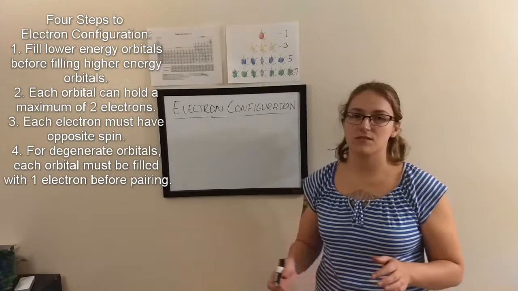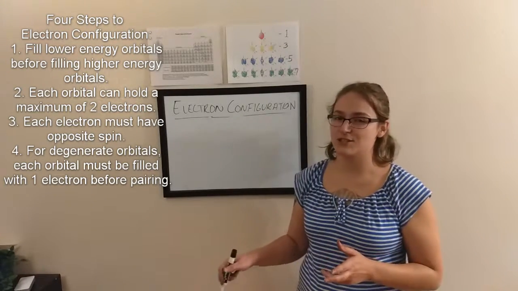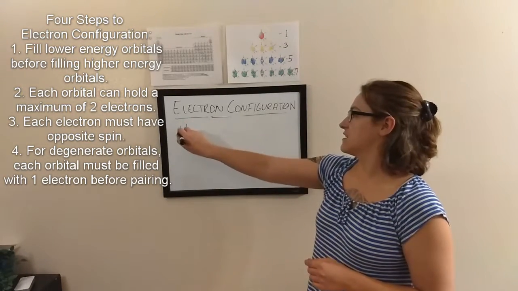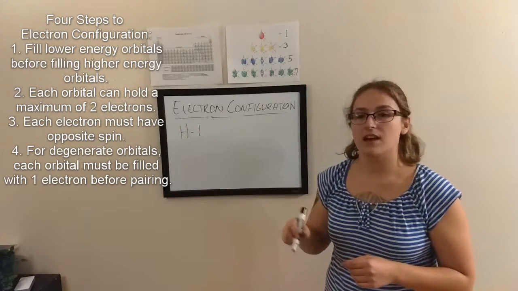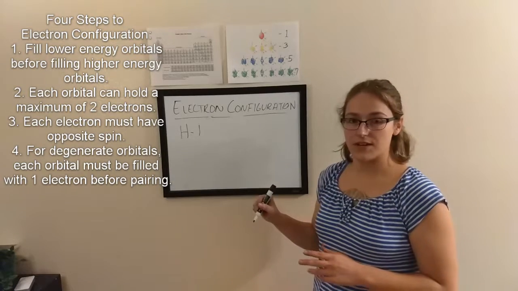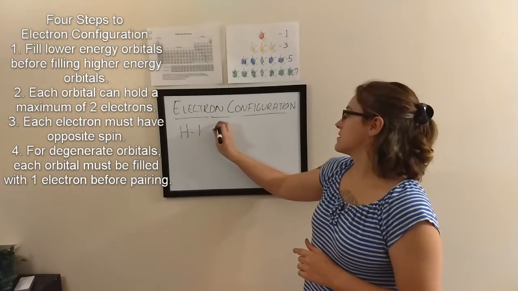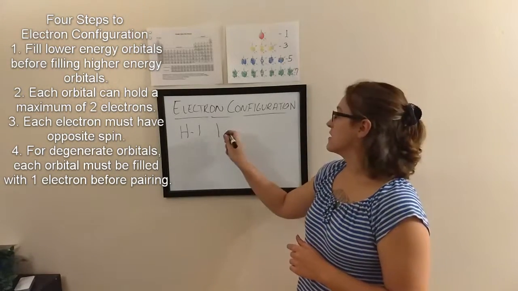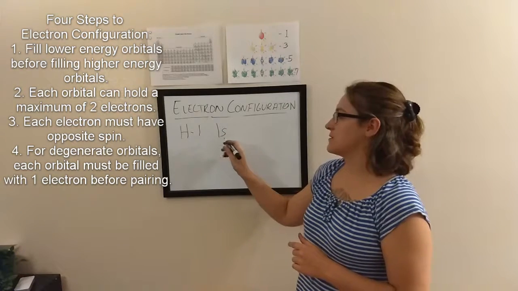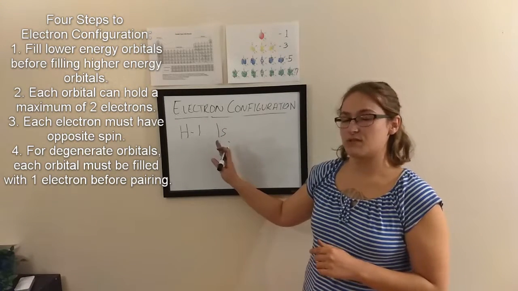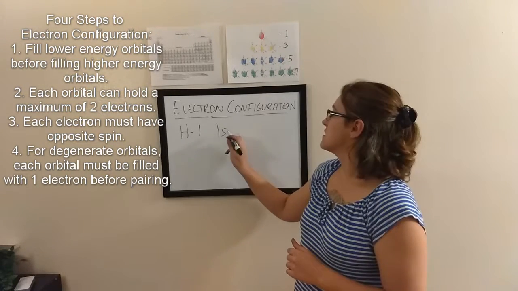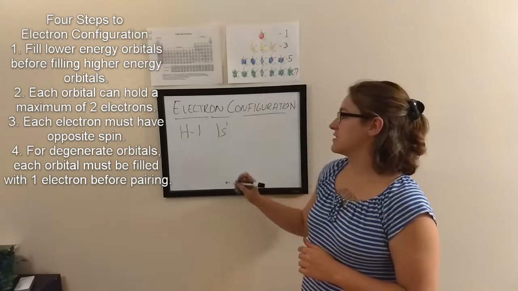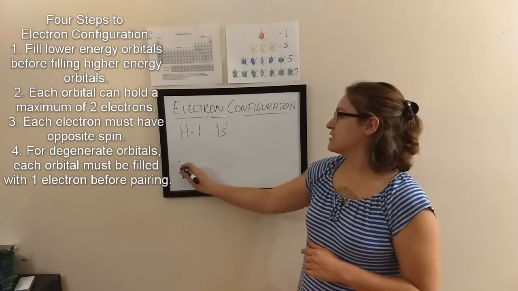For this example, I'm going to start with an element like hydrogen. Hydrogen has 1 electron, and we annotate this in electron configuration with the principal shell of 1 and the s orbital, which is the lowest energy level. So we start with the lowest energy level and go to the highest. So we'd annotate this as 1s1, for 1 electron.